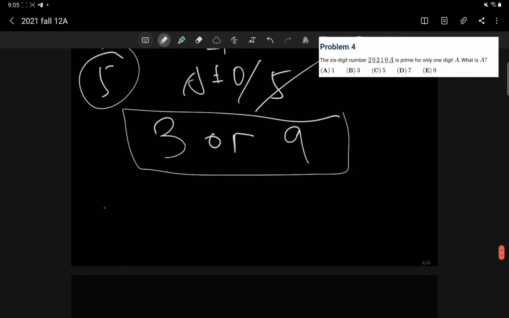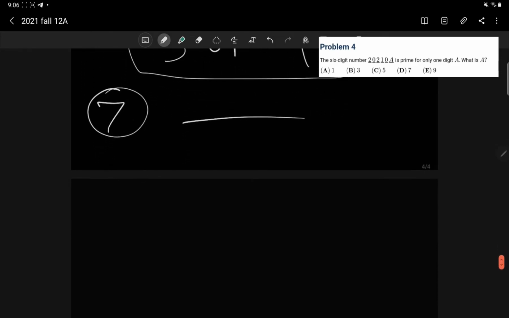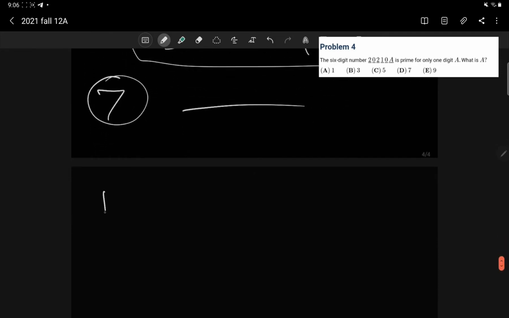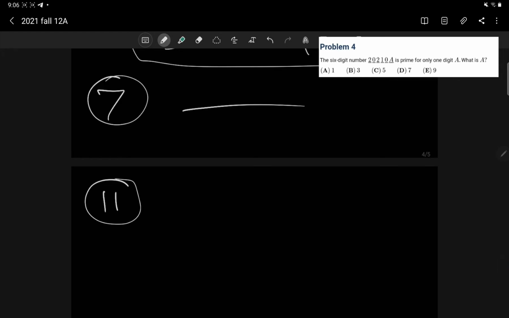Okay, so we only have one more to exclude. The next prime is 7, but that is a little bit difficult to do. The next trick is we can test 11. What is the property of an integer that is divisible by 11? I think this is a less common trick. If you know that, that is fine. If you don't, we can derive it here.